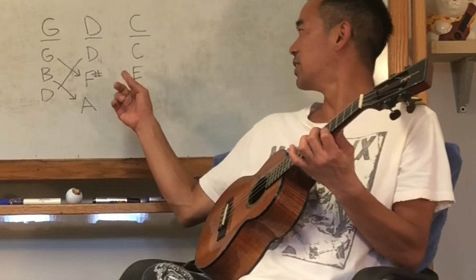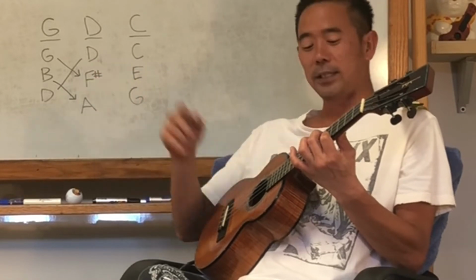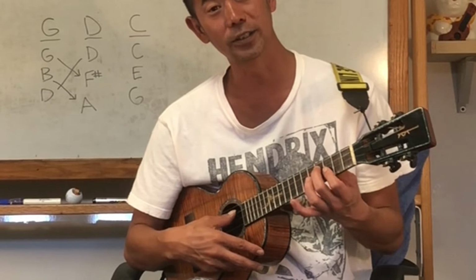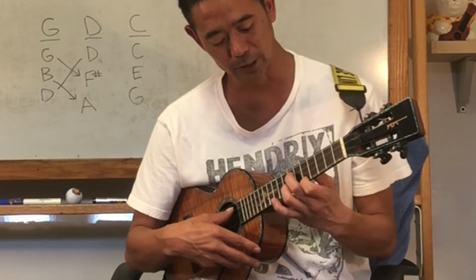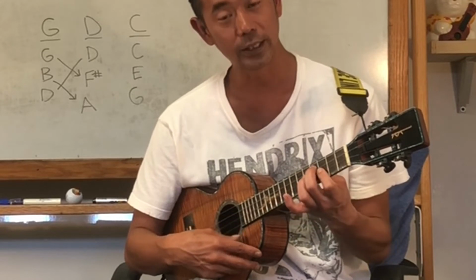Now let's go down to C. Basically, if we're only playing the bottom strings, the bottom three, all we have to do is, if this is D, slide it down to, now this is C. So G, D, C.